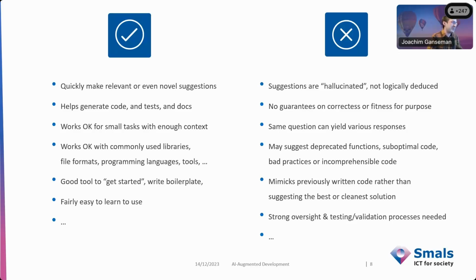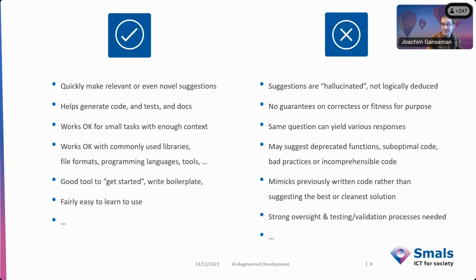Because the replies and the suggestions that you get from these systems are hallucinated, you can ask it multiple times the same question and still get different responses. And actually, GitHub Copilot itself will come up with 10 different suggestions between which you can choose. It may also suggest deprecated functions, suboptimal code. As we've seen, we got a very naive implementation there the first time. It may actually try and propose solutions that use bad practices. It might propose solutions that are very complicated or almost incomprehensible, cryptic kind of code.